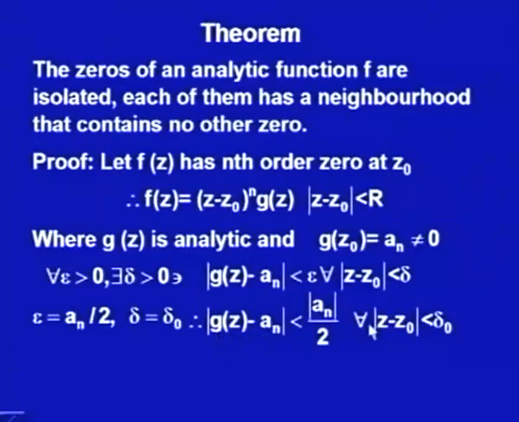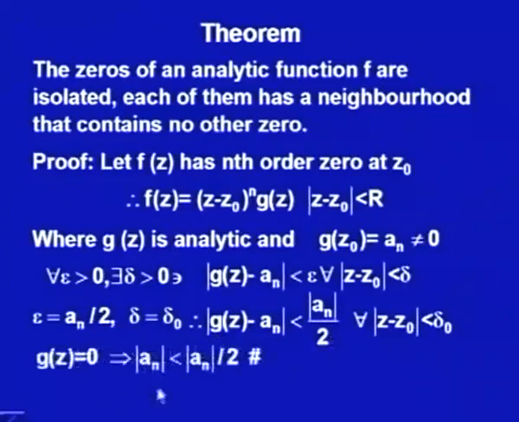Now what I want to say is that in this small neighborhood delta naught of z naught, g(z) will not be 0. Why? I am saying there is no z in this small neighborhood such that g(z) is 0. If g(z) is 0, then what will happen? From here, this d(z) minus a_n, its absolute value would actually be the absolute value of a_n, and that would be smaller than the absolute value of a_n by 2, but this is a contradiction.